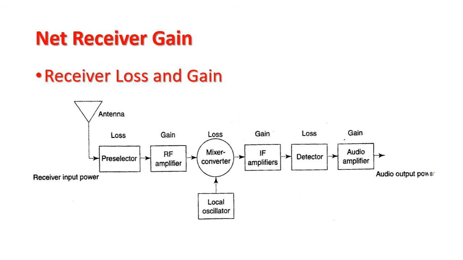This is a block diagram of a receiver. As you can see, the gain is present in the amplifiers and losses are present in all other parts of the block diagram. So the computation of the net receiver gain is pretty straightforward. All the gains will be added minus all the losses.